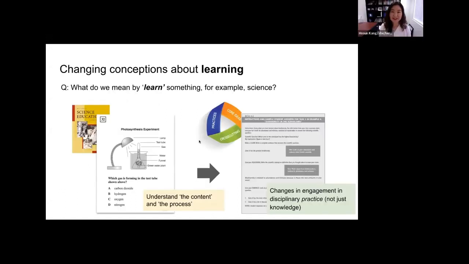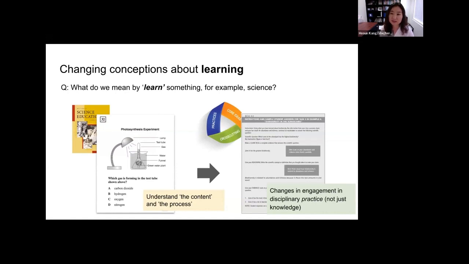Hi, everyone. I'm pleased to be here, and I'm going to continue the conversation. So before we jump into the conversation about classroom assessment and equity, we feel it is critically important to interrogate what we mean by learning something, such as learning mathematics or learning sciences, because this view on learning shapes what we assess and how we assess.